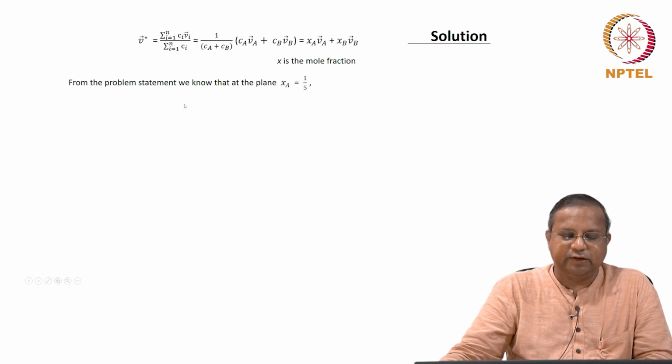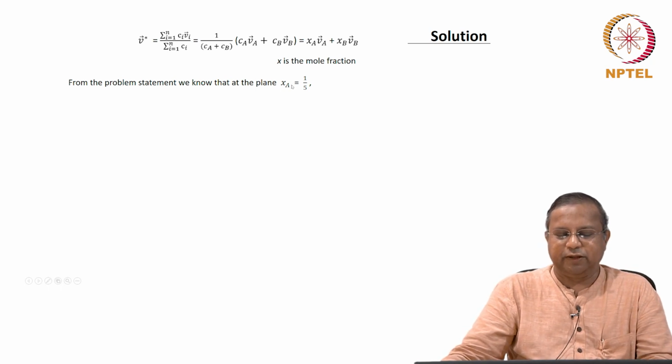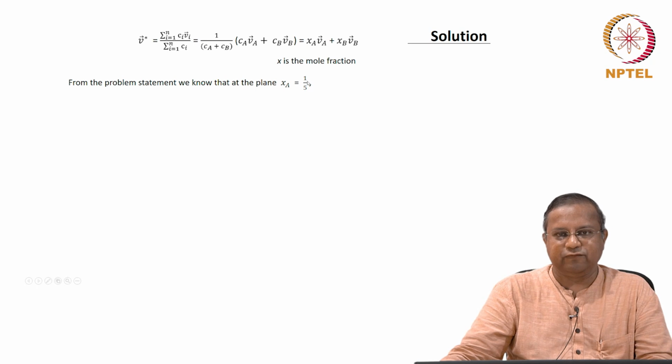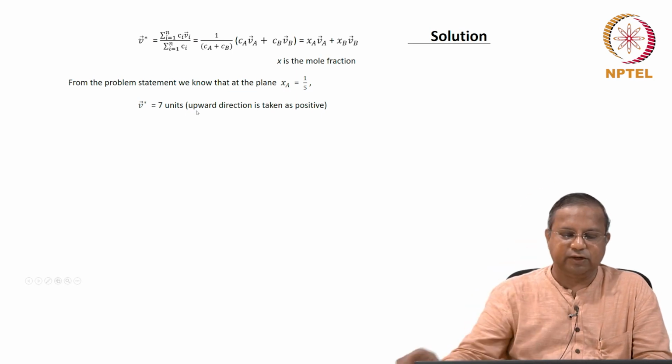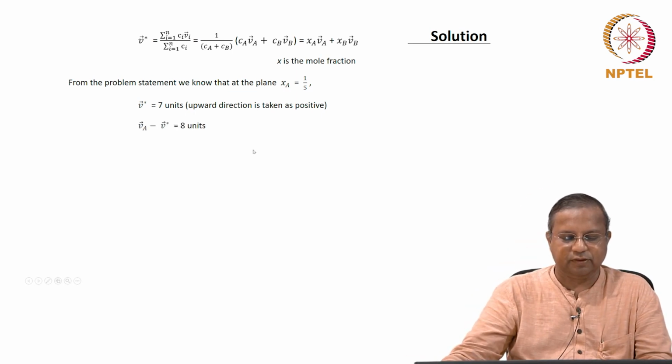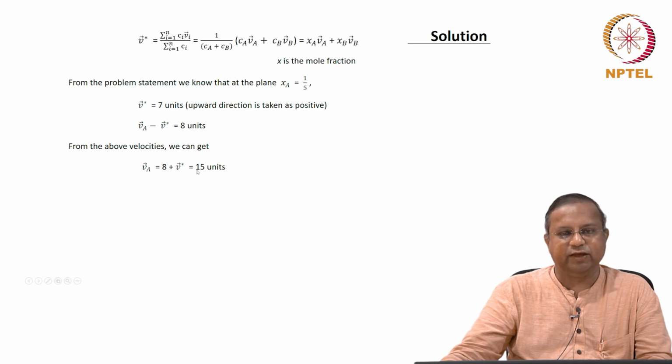From the problem statement, we know that at plane X_A equals 1/5 or 0.2, V_A is plus 7 units. In this case, we are taking the upward direction as positive. And V_A minus V star is 8 units, again positive here. From the above, you can get V_A is nothing but 8 plus V star, which is 7 units, therefore V_A is 15 units.